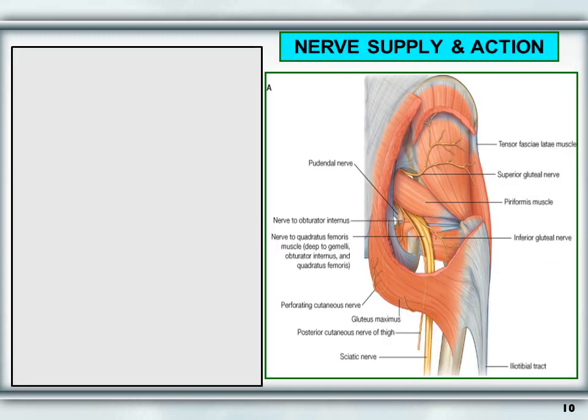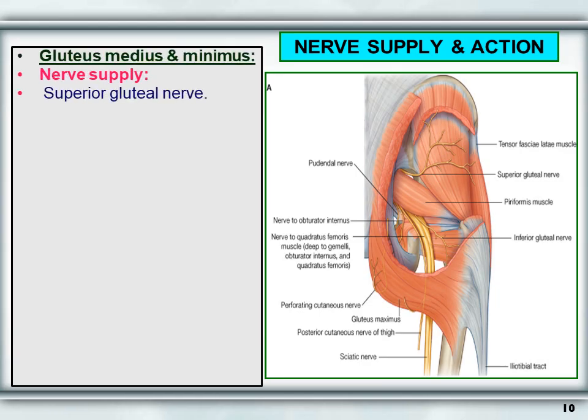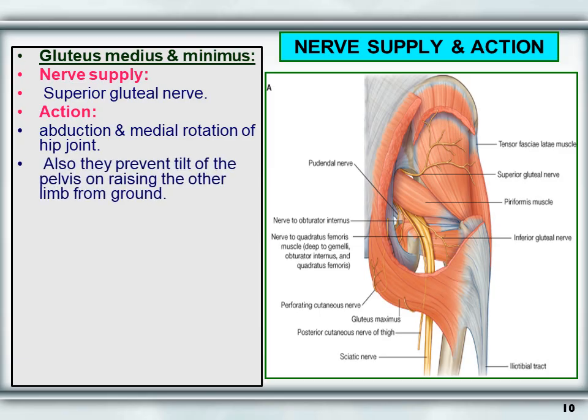Nerve supply and action of the gluteal muscles. The gluteus medius and minimus are supplied by the superior gluteal nerve. Their action is abduction and medial rotation of the hip joint. They also prevent the tilt of the pelvis when the other limb is raised from the ground.